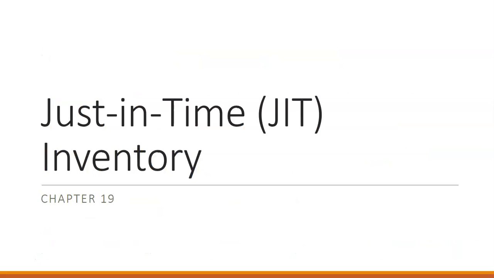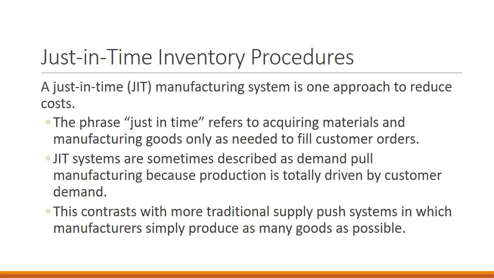The next thing we talk about in chapter 19 is a concept called just-in-time inventory. Just-in-time inventory is a procedure used to reduce cost. It became popular first in tech-oriented companies where having pre-made inventory actually cost them more money. Because technology changes so fast and so frequently, we no longer create a bunch of inventory and keep it stored in a warehouse until it's available for sale.